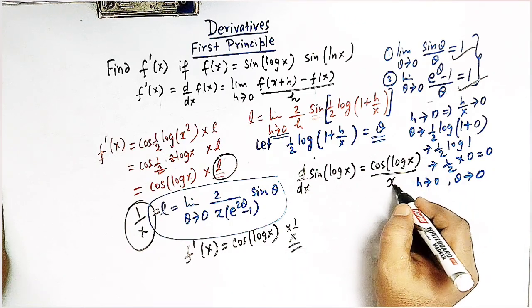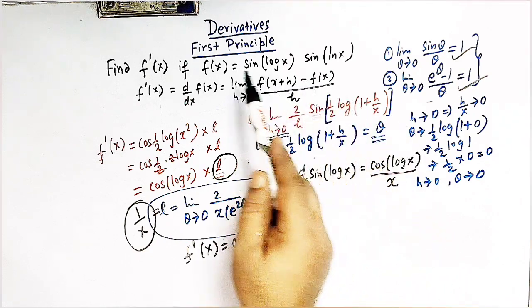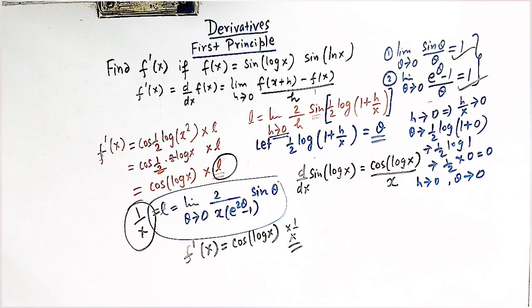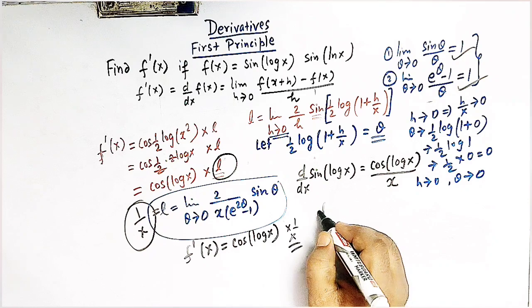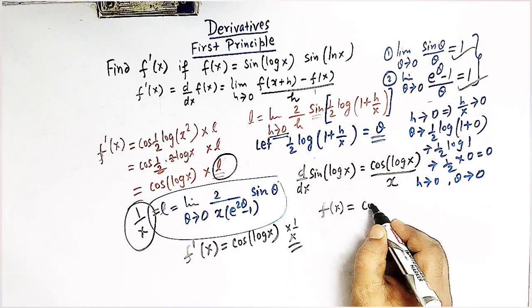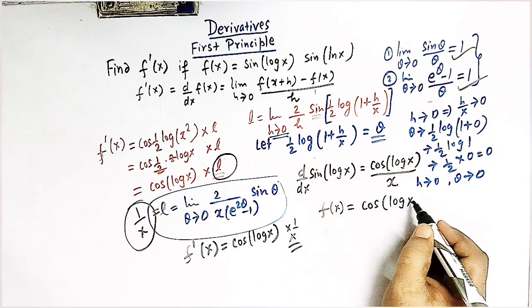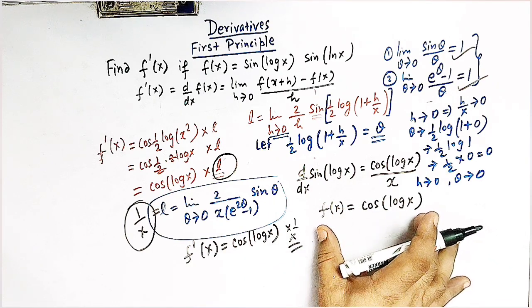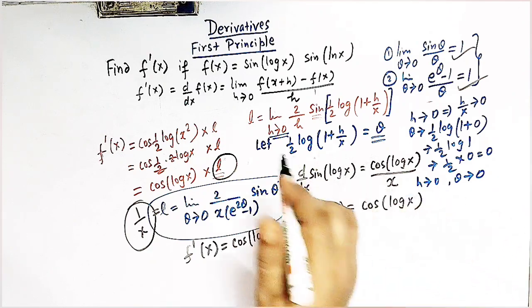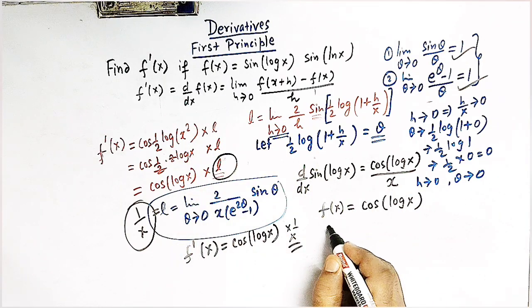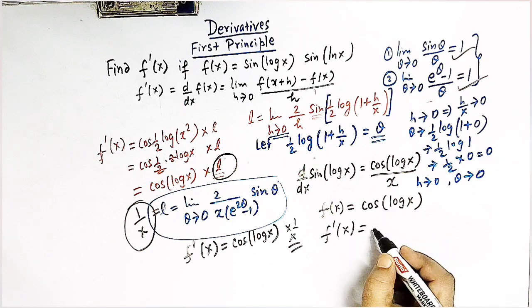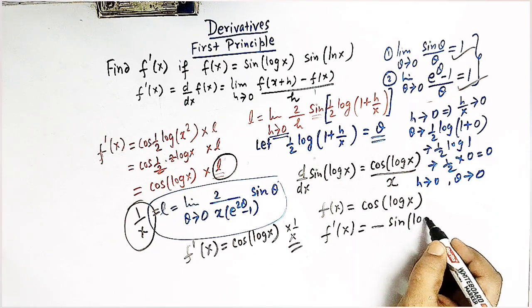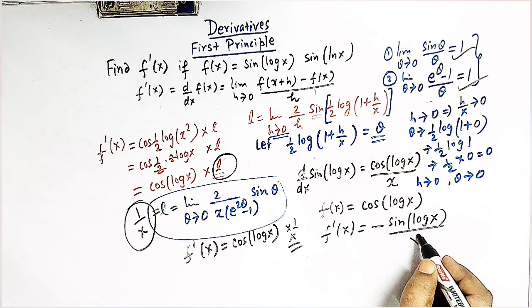So this is how, by using the concept of first principle, we can find out the derivative of sine log x, and similarly we can find out the derivative of the function cos of log x. This is an exercise for the viewers, to find out the derivative of cosine log x with the help of first principle, and the derivative of this function is given by minus sine log x divided by x.